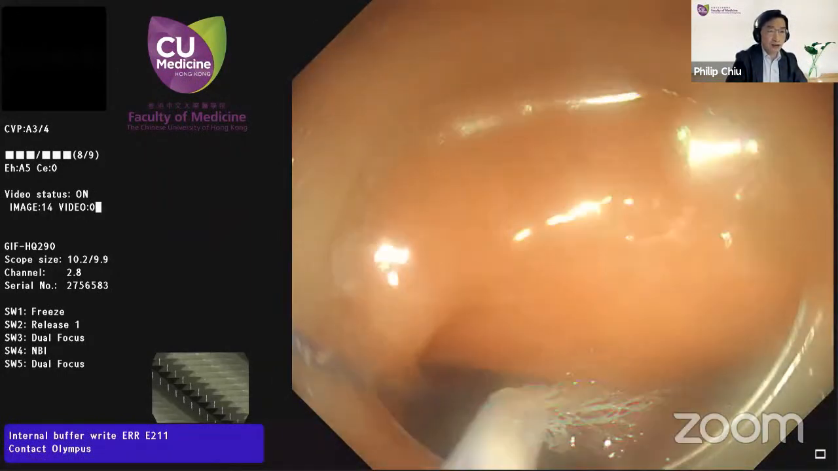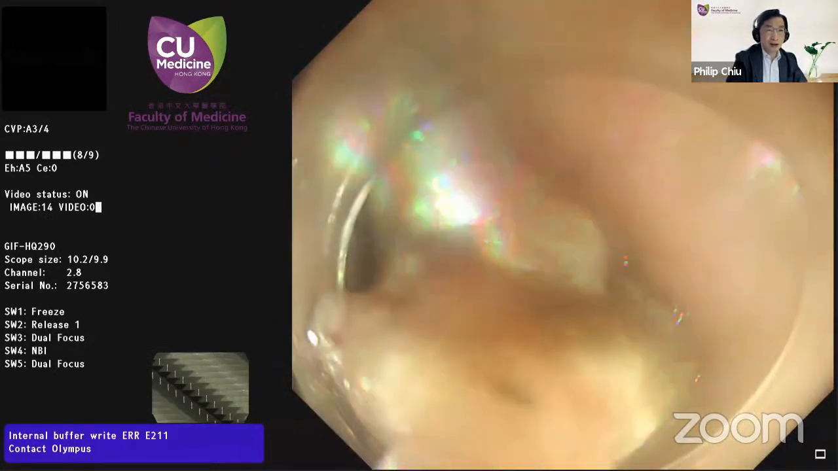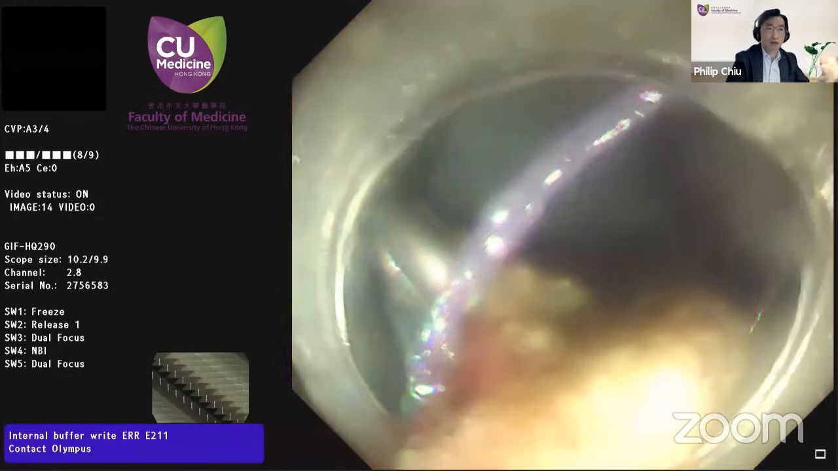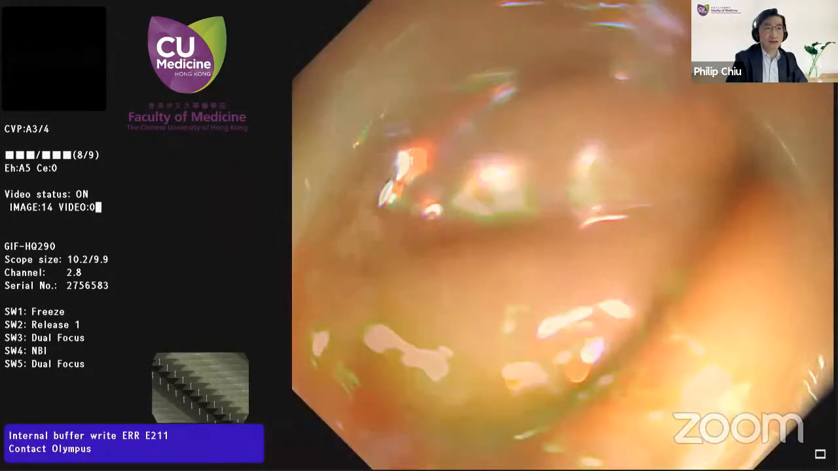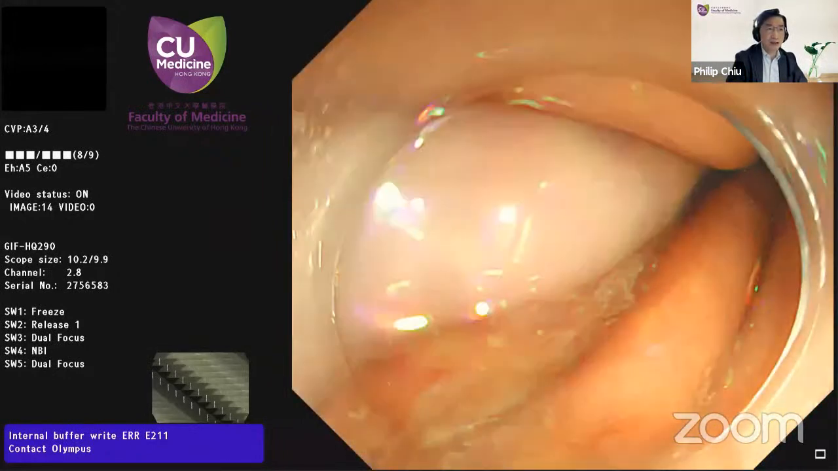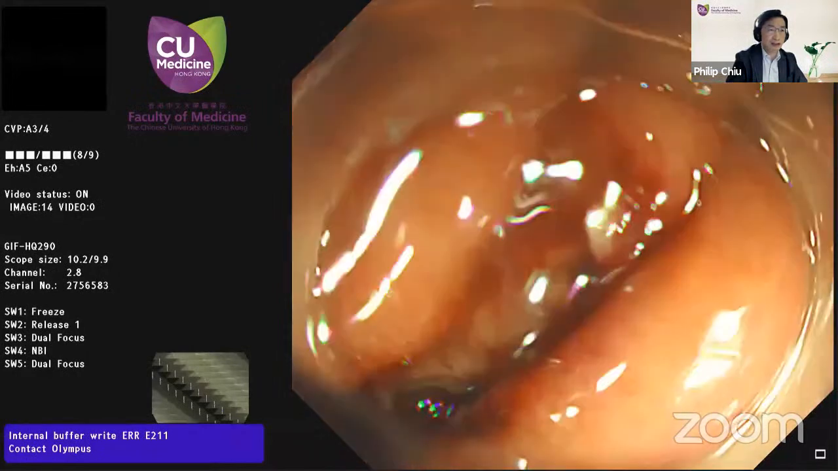And the first thing I usually do is to take out the tumor by the use of the Roth net, because I worry that the tumor might drop into the peritoneal cavity. So after taking out the tumor, then I reassess the defect here. So I think it's more than 1 centimeter or up to 2 centimeter in size.